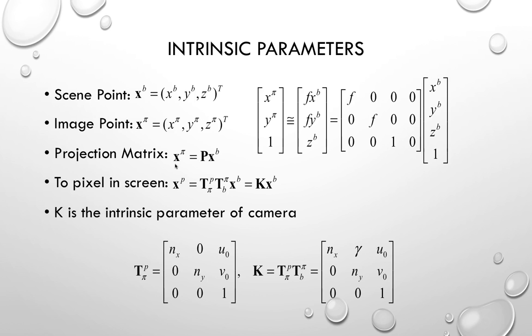Combining all the matrices together, we can convert from the sense point xb to the pixel point on the screen by using the K matrix. So K is the intrinsic parameters of the camera.